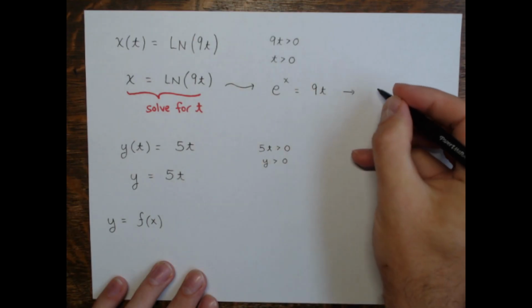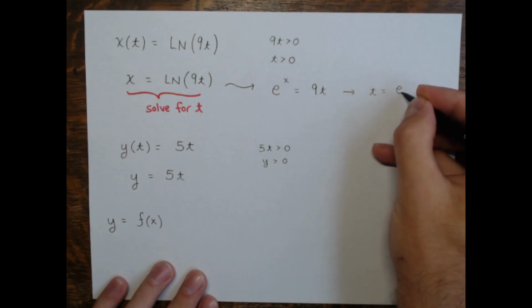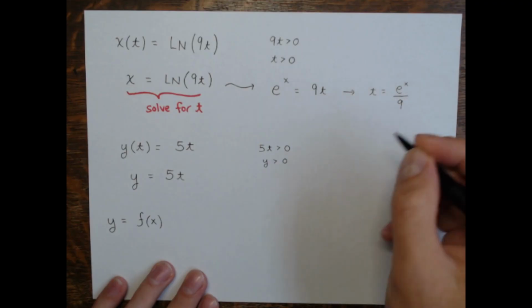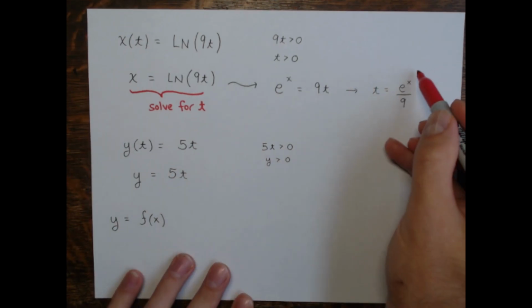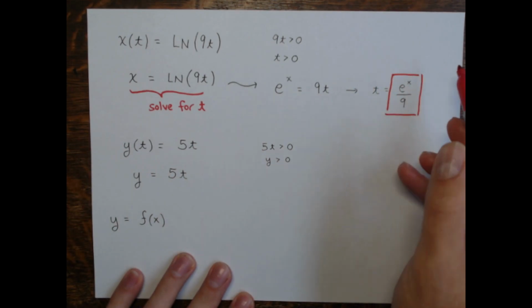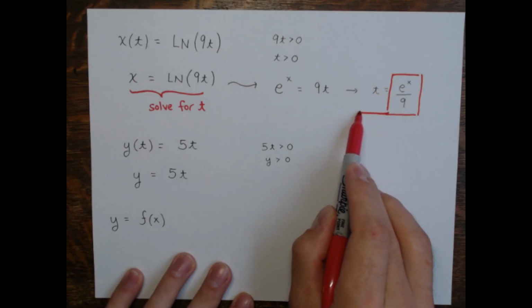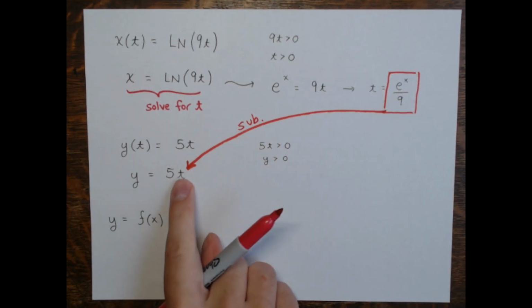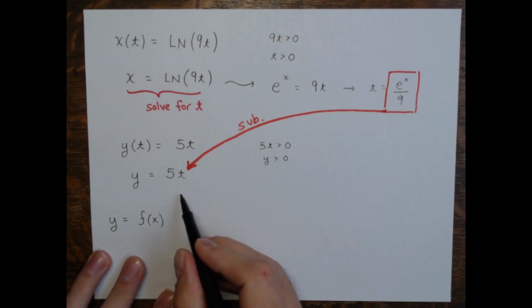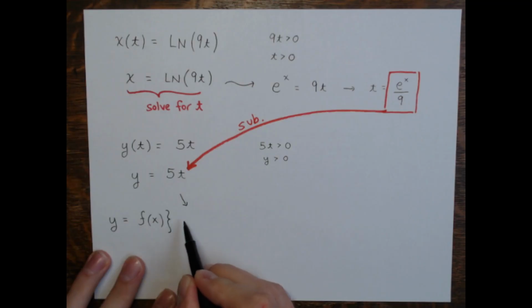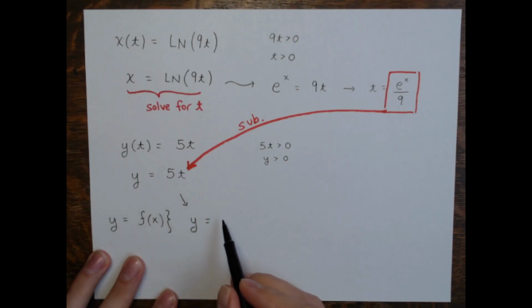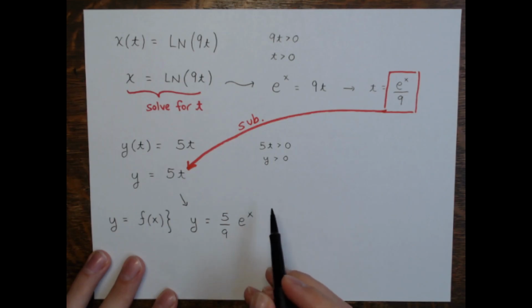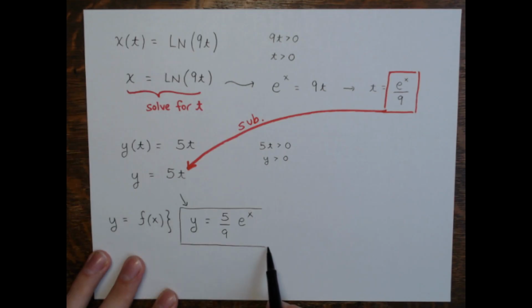t must then be e to the x divided by 9, or 1/9 e to the x. And this expression right here is how t is related to x, and then I'm going to substitute that into the y equation. I'll do a little sub here. Substitute this for t in the y equation, and here we go. After the sub, this is what our rectangular equation for the curve will look like in this y equals f of x form. y equals 5 times e to the x over 9, so 5/9 e to the x, and there you go.